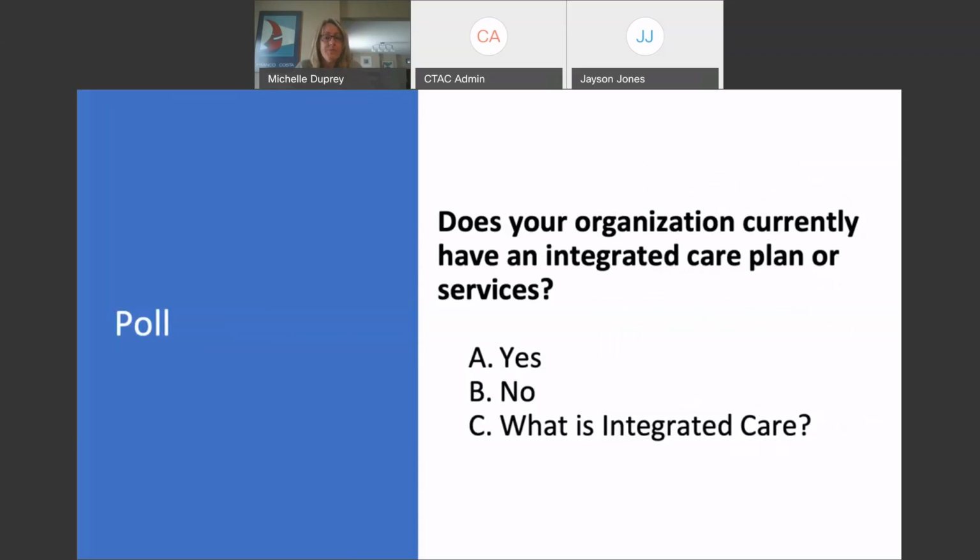So we have a poll. Does your organization currently have an integrated care plan or services? A for yes, B for no, C, what is integrated healthcare? No shame in picking C, that's not a problem. It's really important that we know where people are at.